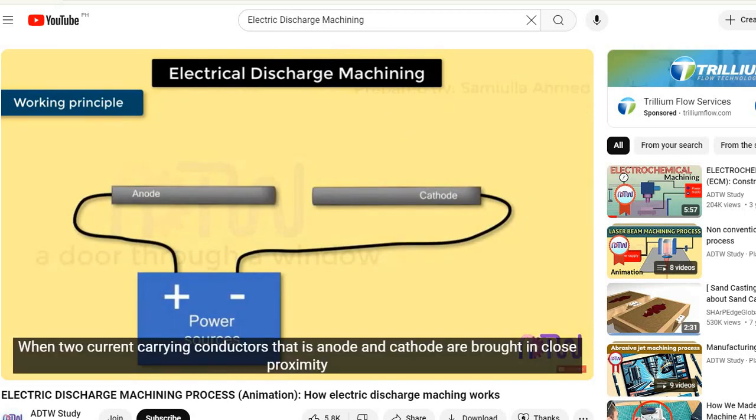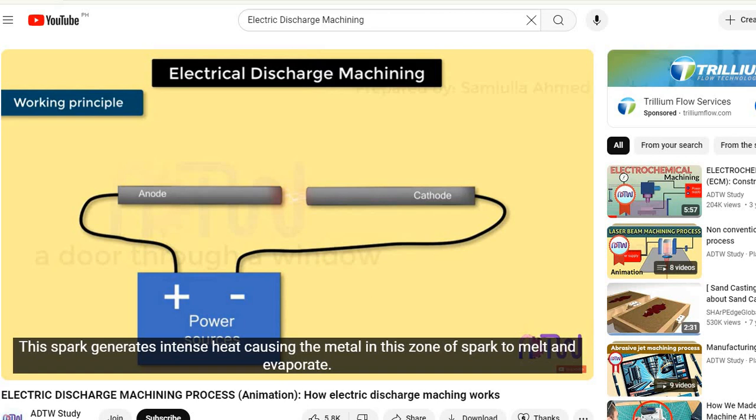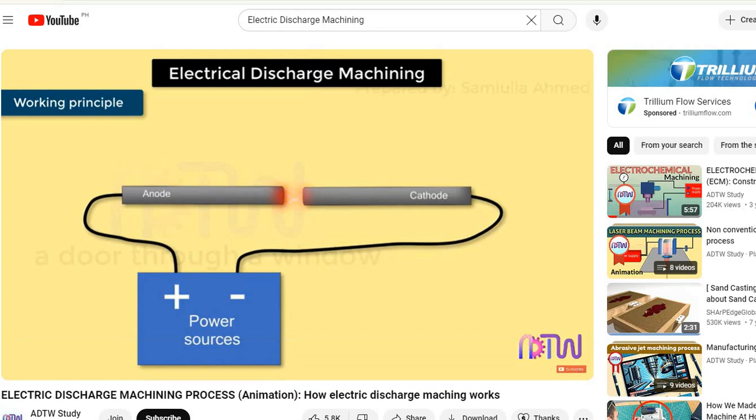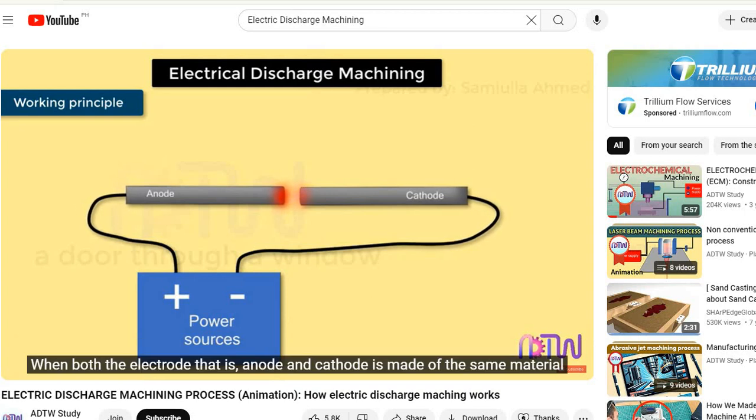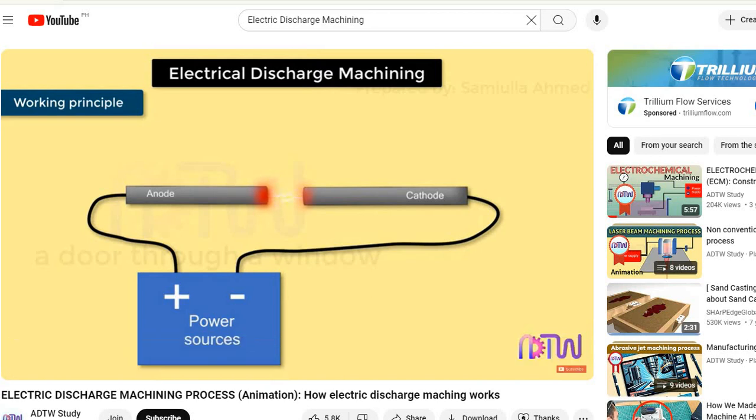When two current-carrying conductors, that is, anode and cathode, are brought in close proximity, an electric arc is formed between the two conductors, due to which, at the point of contact, a small amount of metal is eroded, leaving small cracks. This spark generates intense heat, causing the metal in this zone of spark to melt and evaporate. When both electrodes are made of the same material, the electrode connected to the positive terminal erodes faster. Therefore, the workpiece is generally connected to the positive terminal, that is, it is made the anode.